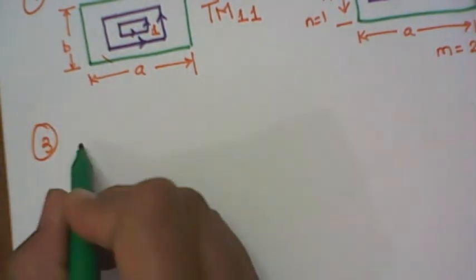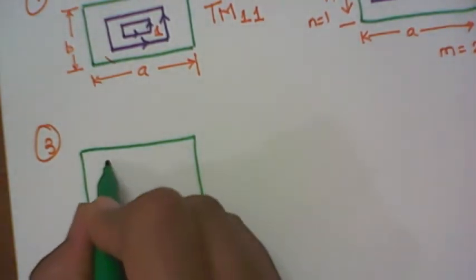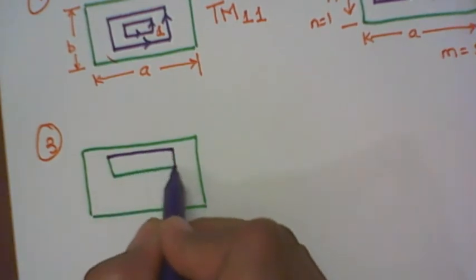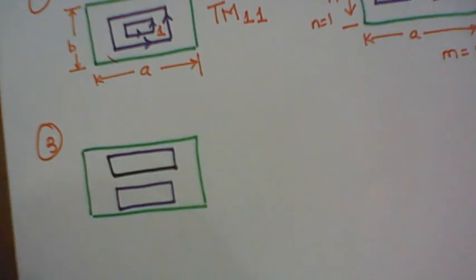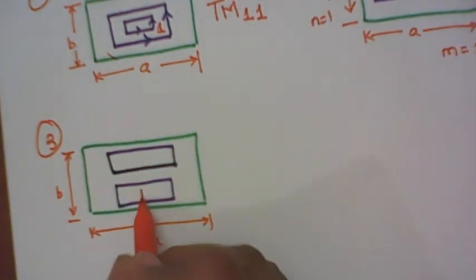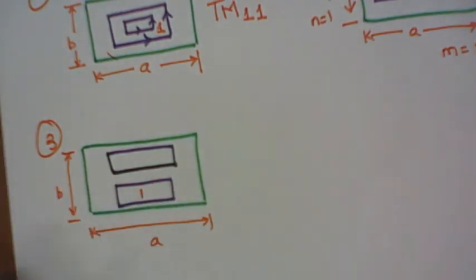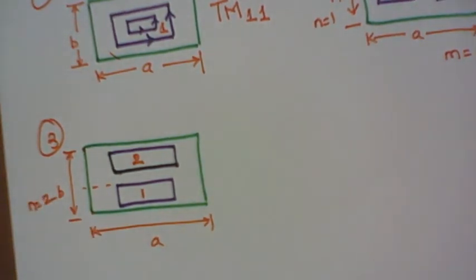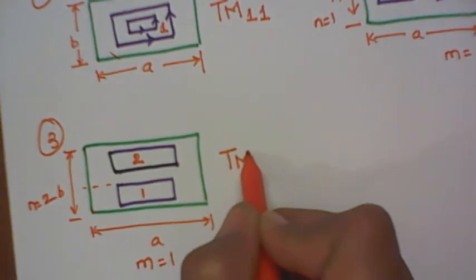Let us take the third example. Let me take this rectangular waveguide, and I see this type of loop. Now let us understand. This is my broader dimension, this is my narrow dimension. Towards the broader dimension I see only one loop, but from this side I see 1 and 2. So toward this narrower dimension n equal to 2, and in the broader dimension m equals 1. So this mode is called TM12.